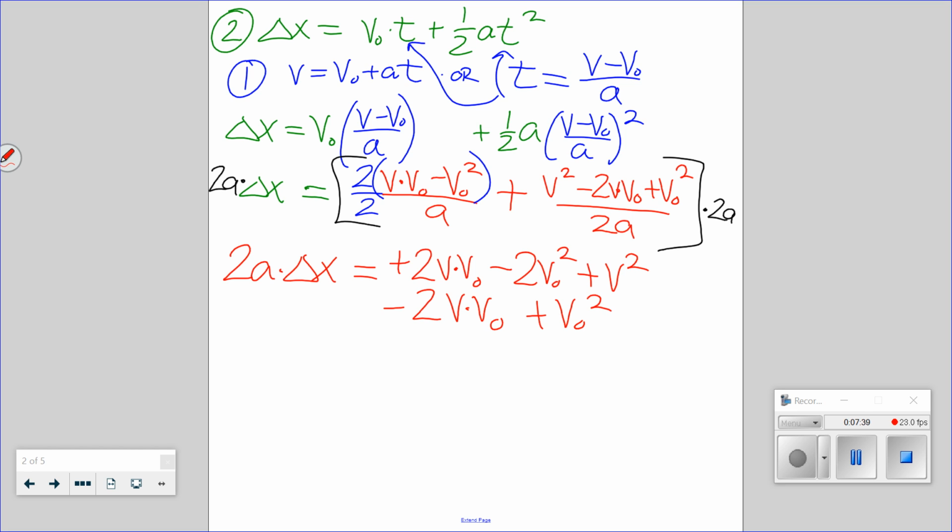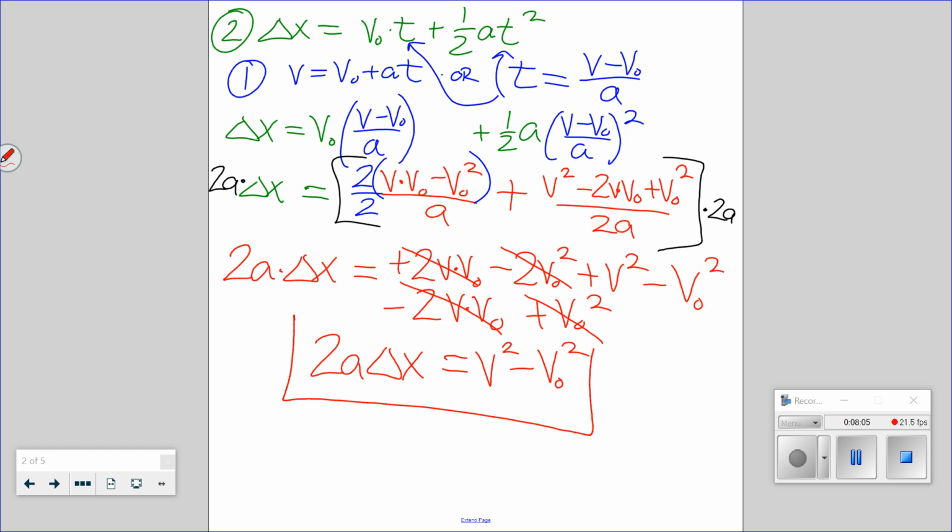So those two cancel out. This one halfway cancels out. Let's write v squared minus v0 squared. Oh, look. So it's in a little bit different form. So I get 2a delta x equals v squared minus v0 squared. And you're good at math. You can rearrange that any way you want. So it's really the same two equations. I just substituted one into the other and simplified it.